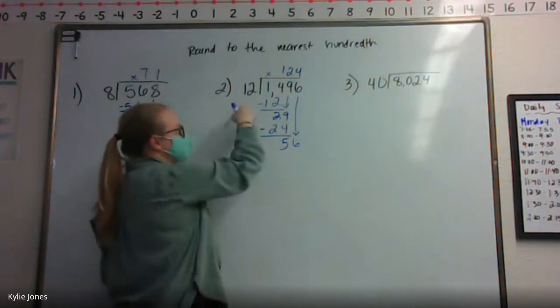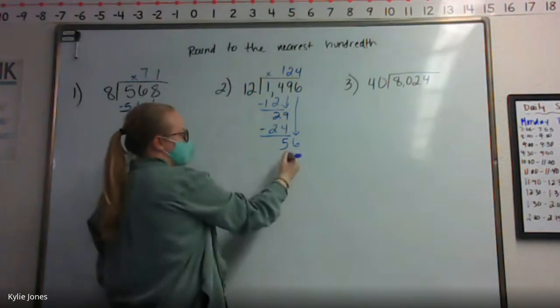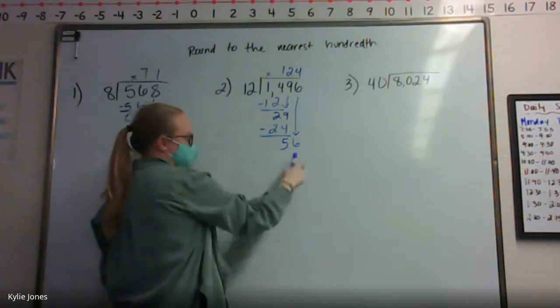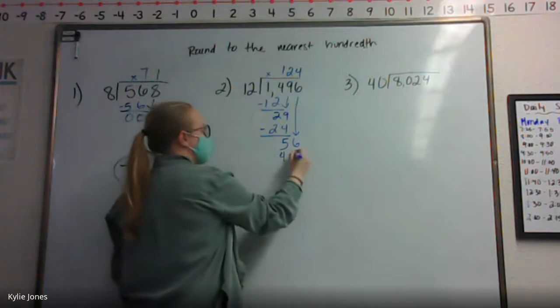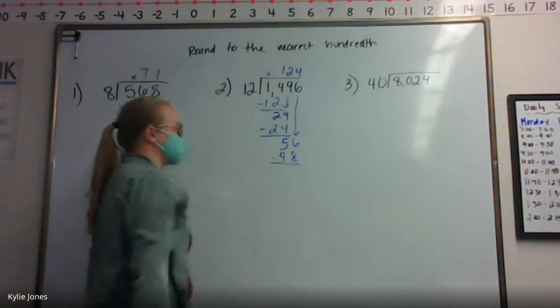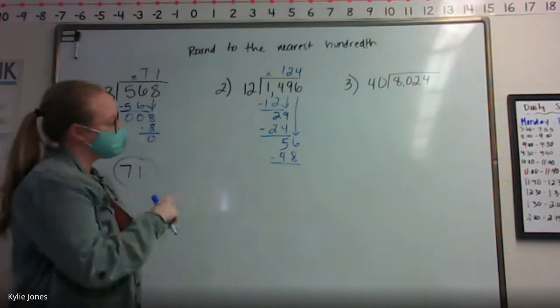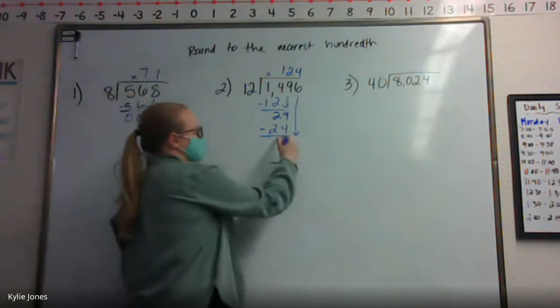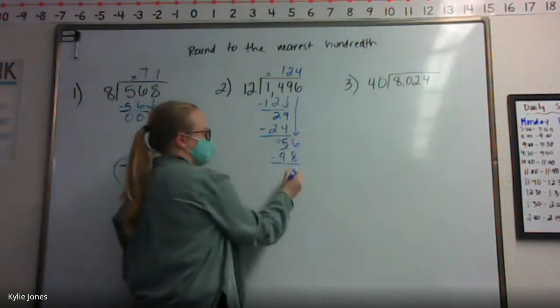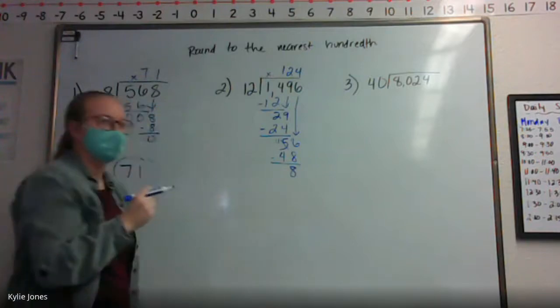What is 12 times 4? Put right here. 4 is 48. And when we subtract, what do we get? You get 8. Okay.